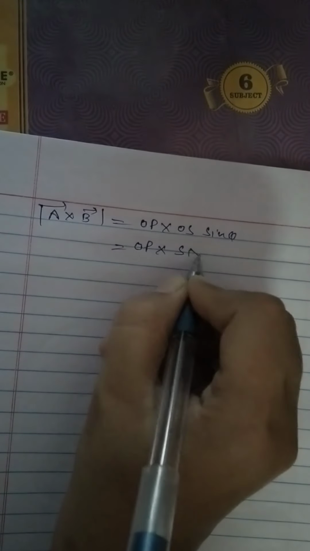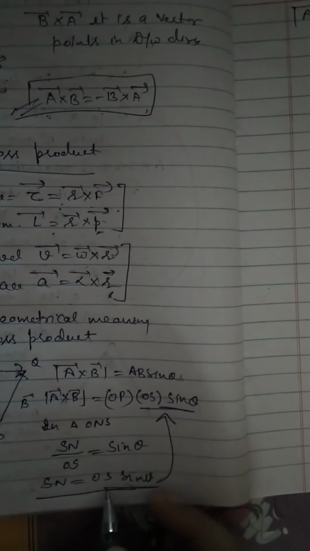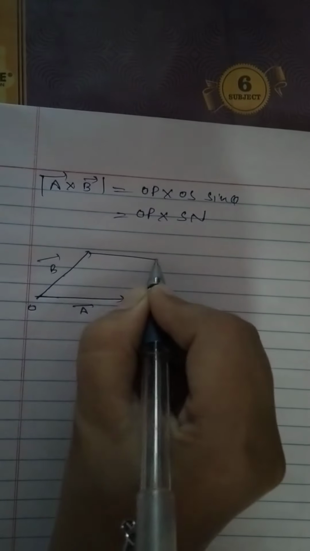So A cross B becomes OP into OS sine theta. So what does OP become? OS sine theta is SN. So what is this, OP into SN? This was our figure, I am drawing it again. OP is the A vector, this is vector B, this is Q, this is S. We drew a perpendicular SN here, this is theta.